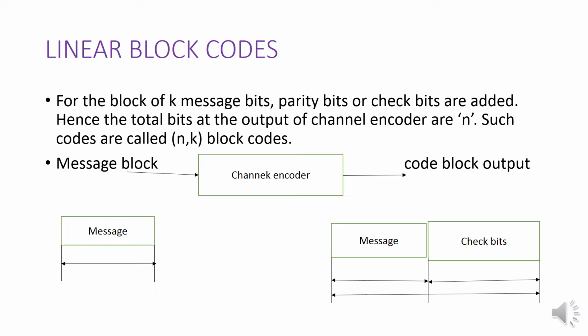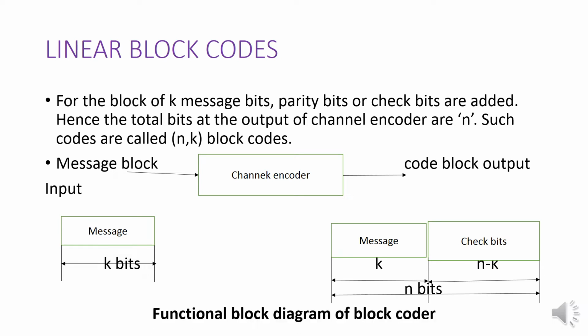Here we have the message block, the channel encoder and the code block output. The message will have k bits, and the check bits are n minus k bits. So the message and the check bits together make n bits. This is the functional block diagram of the block coder.